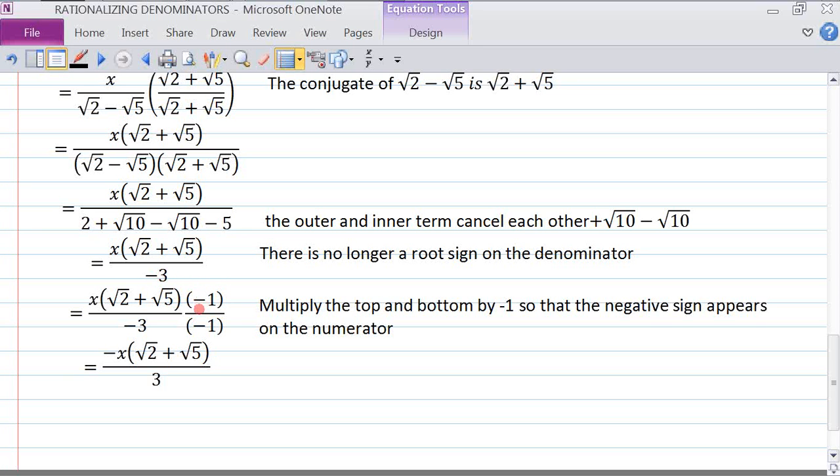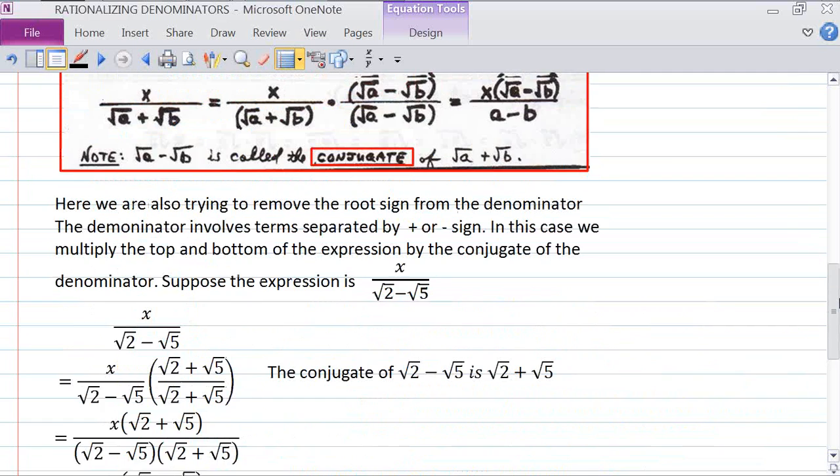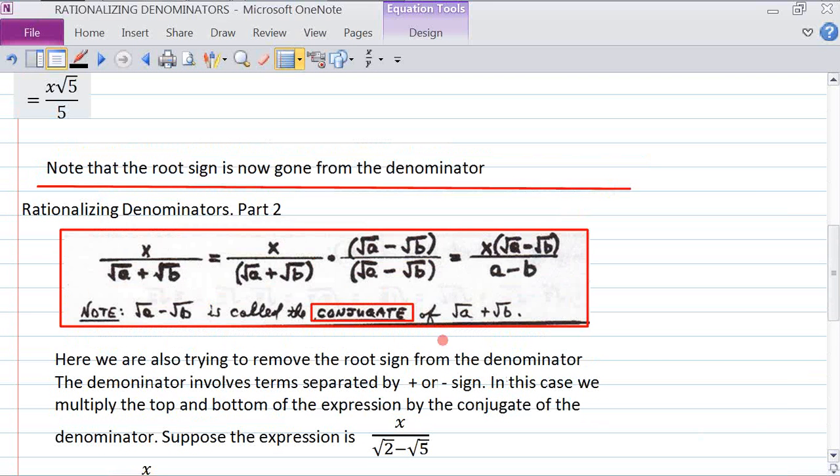I'm going to multiply the top and bottom by minus 1 so that the bottom becomes plus 3 and the top becomes this. I have the negative sign appearing on the numerator. So that's the basic way that we handle this kind of problem. As I said, when we've got root A plus root B, we multiply the top and bottom by the conjugate. The important thing is to do both, numerator and denominator, so you're not changing anything.